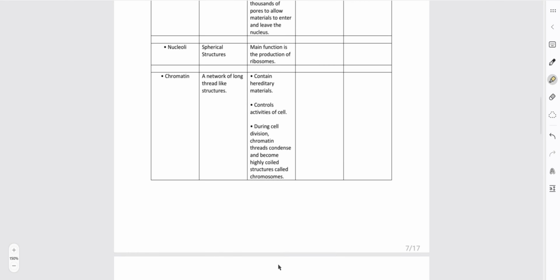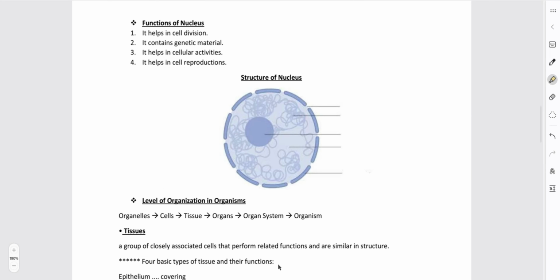Now, we are going to talk about the nucleus. We do have to understand the structure of the nucleus in detail, right? We have to identify the structure and the function. We all know the function of a nucleus. It controls cellular activities, contains genetic material, and helps in cell division, right? What is important is to understand the structure of the nucleus. So let's get started with the structure of the nucleus.